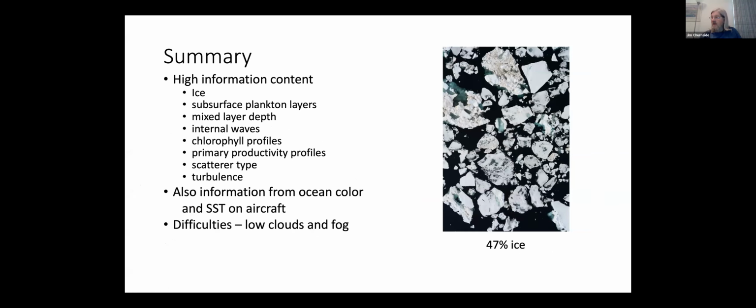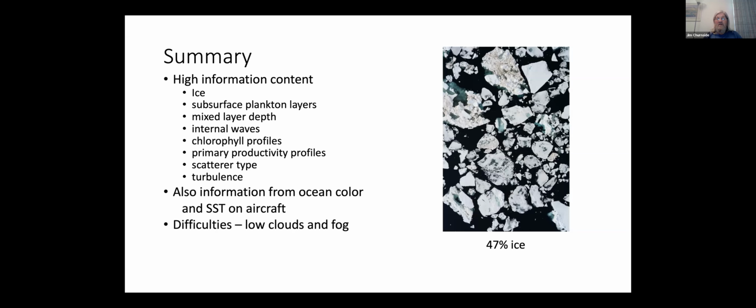The main point I want to make is that there's a lot of information to be had in the lidar signal: ice, subsurface plankton layers, mixed layer depth, internal waves, chlorophyll profiles, and primary productivity profiles. These are both based on some model, biogeochemical or primary productivity model. I've used global models so far. These really need to be tuned for the Arctic. There are differences in chlorophyll packaging, for example. Type of scatterer from a cluster analysis, and turbulence.